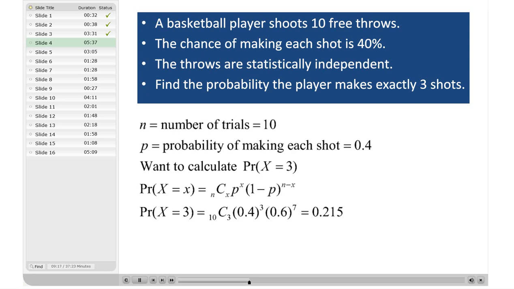So that means about 22% of the time, if this basketball player shot 10 free throws, they would score exactly 3 of those. The remaining 80% of the time or so, they would get some different number.